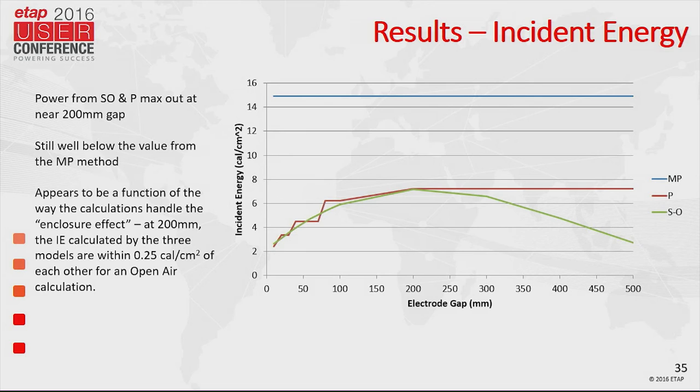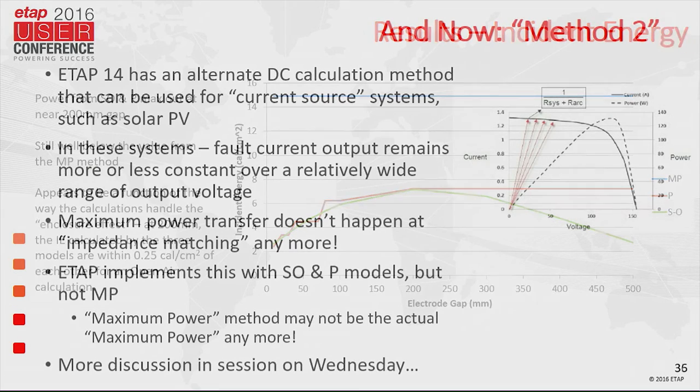So our energy in our original calculation was about 25% of that maximum power method. About 25% of the difference was accounted for by the fact that we were getting away from that point where we had 50% arcing fault current. The other 50% all comes back to how the enclosure was modeled. That was something I didn't expect when I started looking into this stuff.